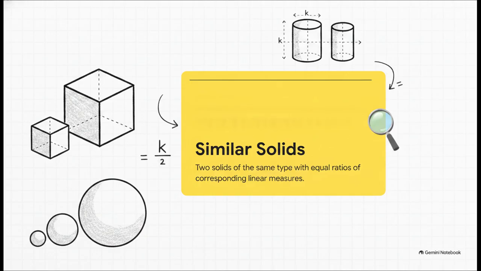And here's a really fascinating geometric fact for you. Any two cubes are always similar. The same goes for any two spheres. Because they're defined by just a single metric, like a side length for a cube or a radius for a sphere, scaling them guarantees that all their proportions stay in perfect lockstep.